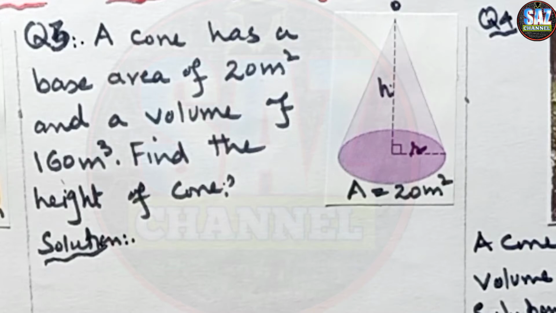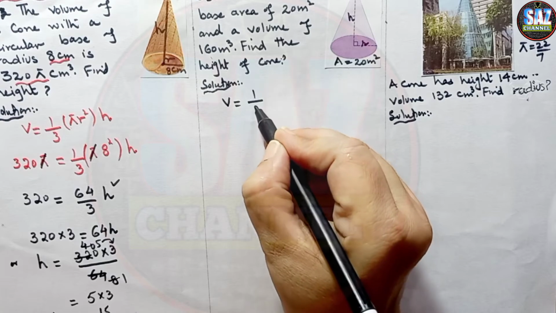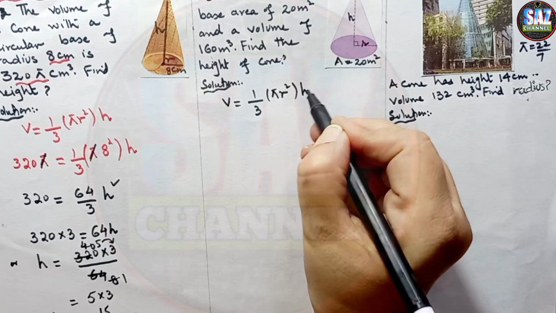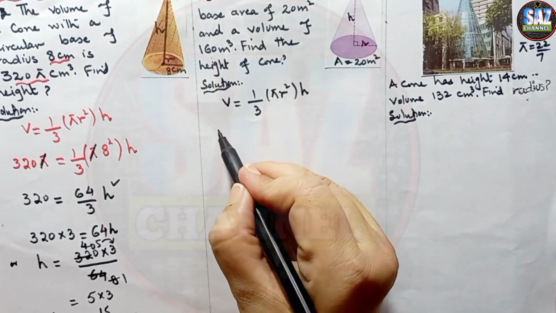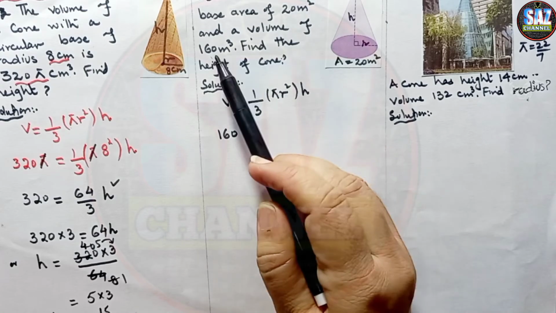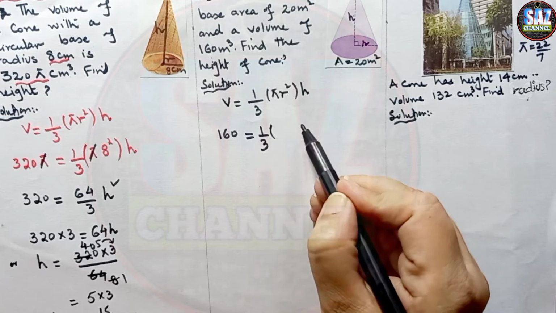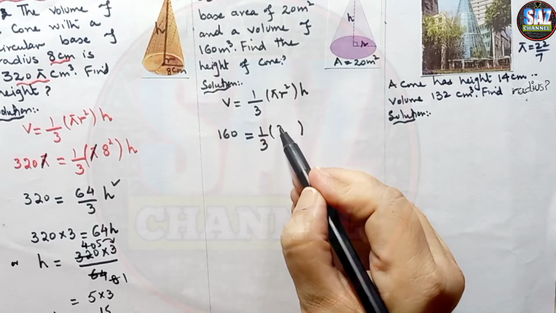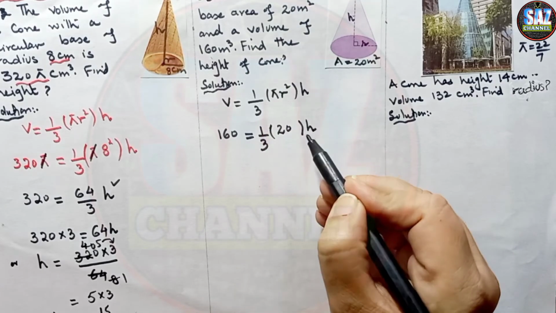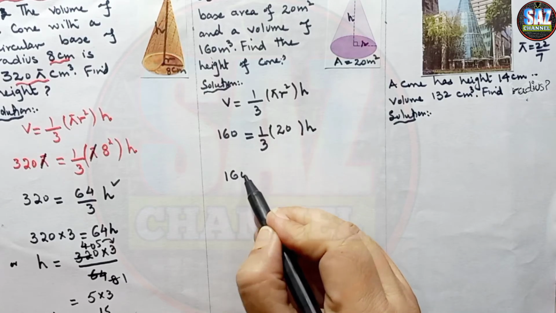Again the same formula we are going to use: volume equals 1/3 into base area, that is πr², into h. Now instead of volume, we have to replace 160, because if we read the question, volume is already given. 1/3 into πr². Instead of base area, we have to replace 20 because this is again given in the question, and h.